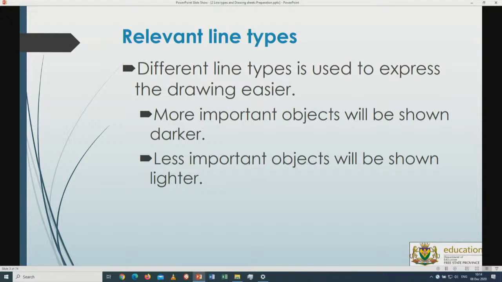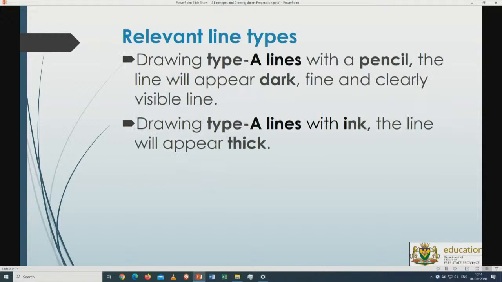Now, if you go to the different types of lines to express something easier, it's important that more important objects will be shown darker, and the less important will be lighter. Your type A lines will be with a pencil, a dark line. In other words, that's where you're going to press harder on your pencil, not very hard, but harder. That's your dark lines, that's going to be your A lines.